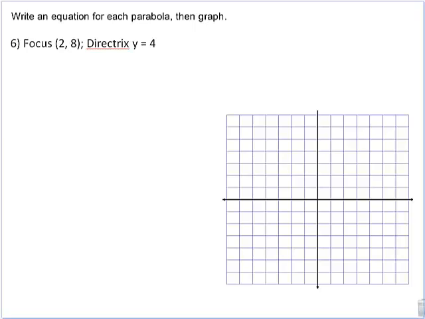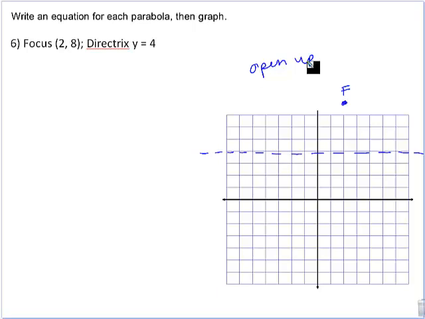So 2, 8, 2, 1, 2, 3, 4, 5, 6, 7. So there's my focus. My directrix is at y equals 4. 1, 2, 3, 4. So which way should this open? Not down. It should open up, because the focus should always be inside of our parabola. So just by graphing those two things, we see that this should open up.